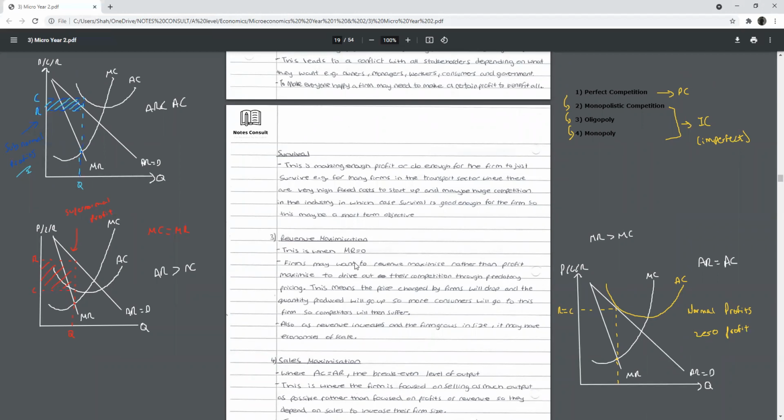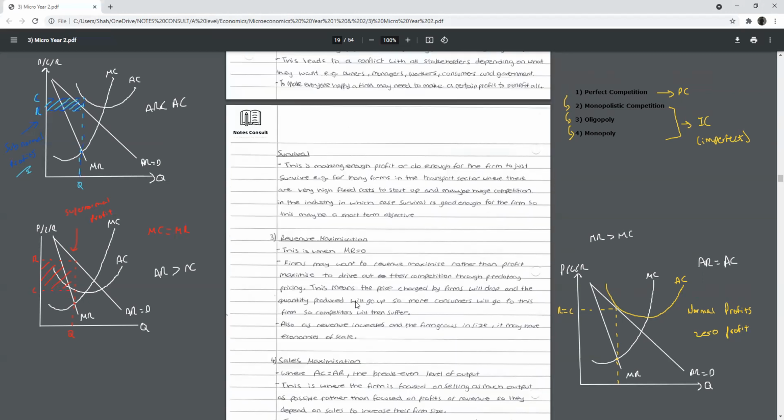So firms may want to revenue maximize rather than profit maximize to drive out their competition through predatory pricing. This means the price charged by firms will drop and the quantity produced will go up, so more consumers will go to this firm, so competitors will then suffer. So revenue maximization was all about making as much money as possible. Also, as revenues increase and the firm is growing in size, it may have economies of scale.